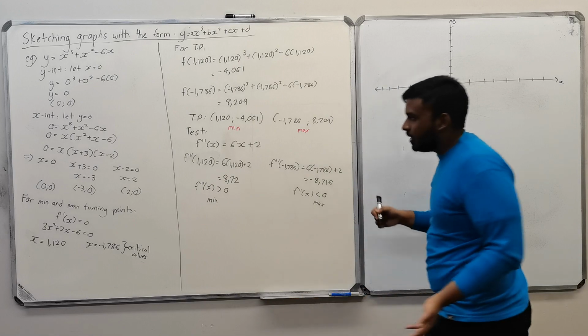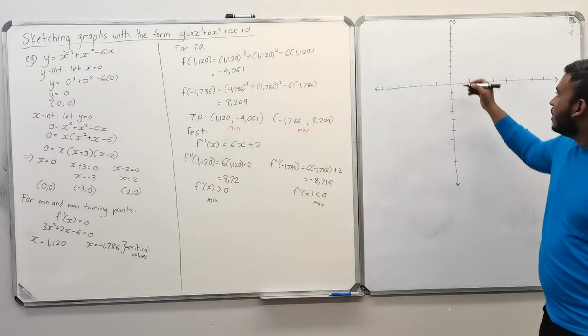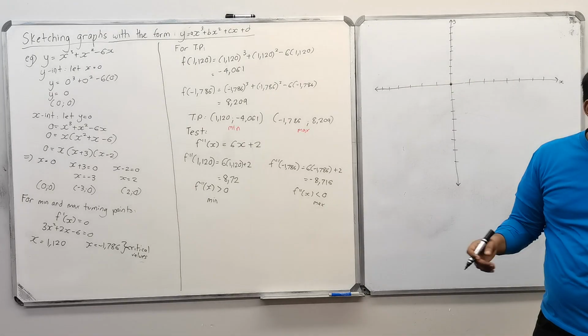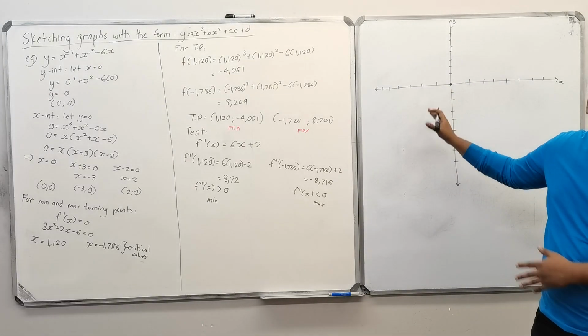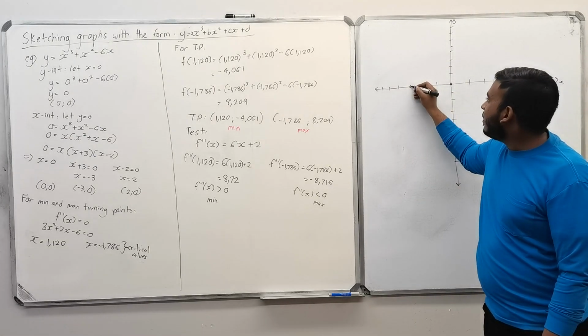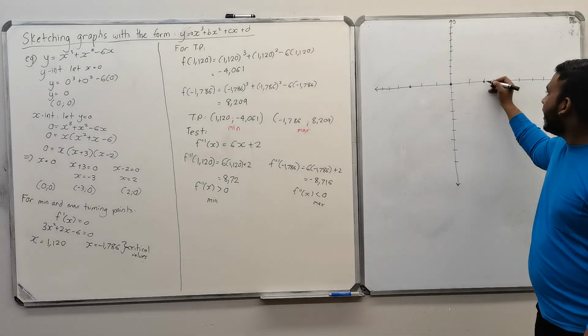Okay. So intercepts first. Your y-intercept is 0 and 0. One of your x-intercepts is also 0 and 0, right? So we covered that point there. Your other intercepts are minus 3 and 0, and 2 and 0.